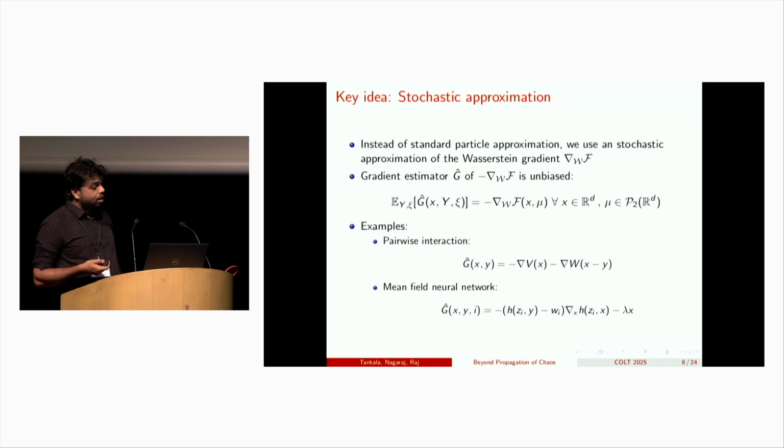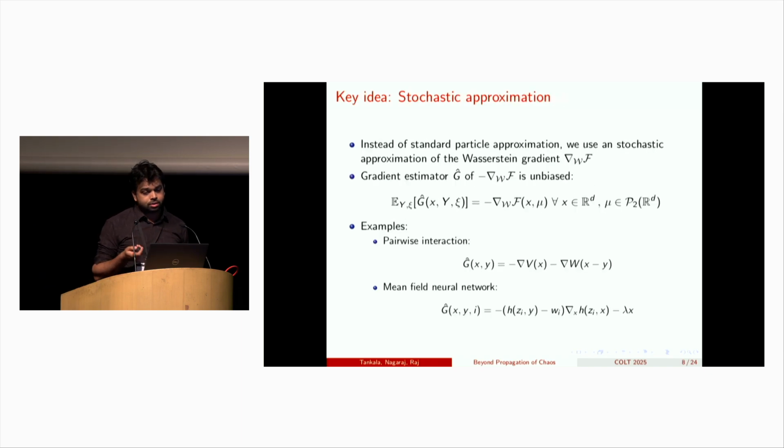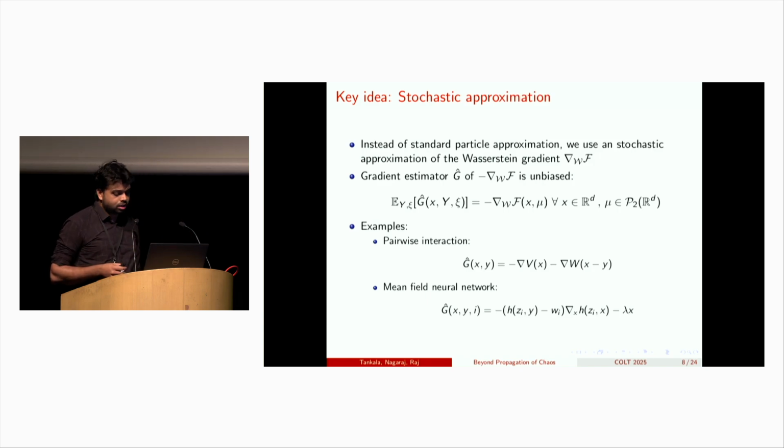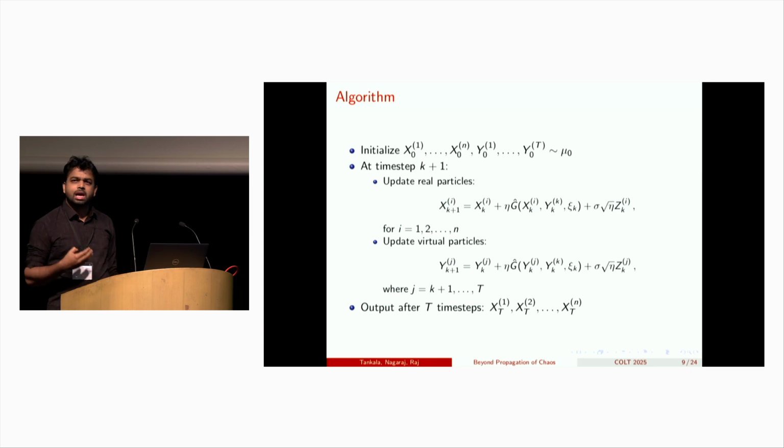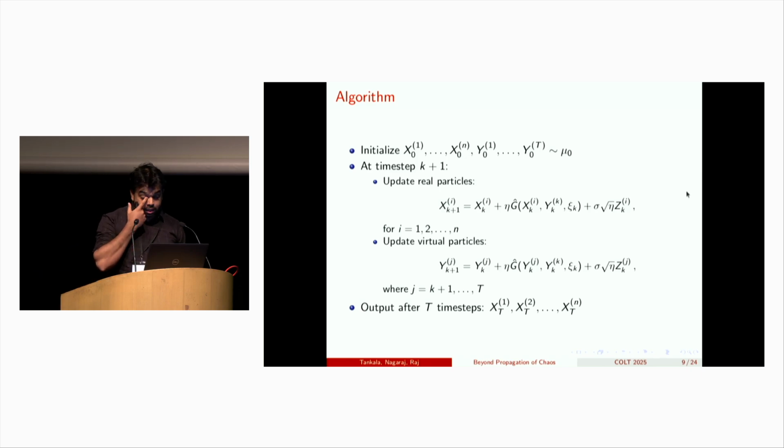The idea that we propose in this work is stochastic approximation. This idea was actually proposed last year to study Stein variational gradient descent, and that algorithm we extend to general mean field optimization. As I said, we want to find a stochastic approximation g hat of this Wasserstein gradient, and for these two examples, how do we do it? I will quickly give the intuition of the algorithm. I will not have time to go through the details of the proof.